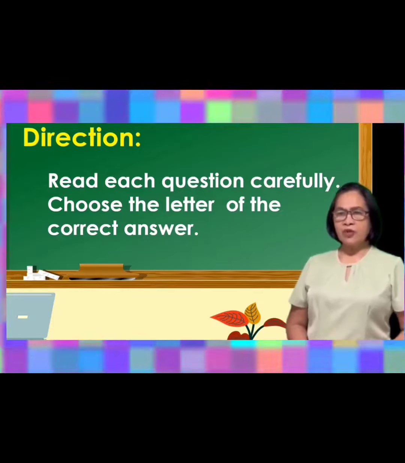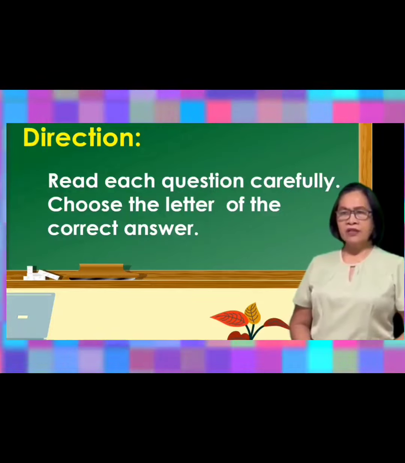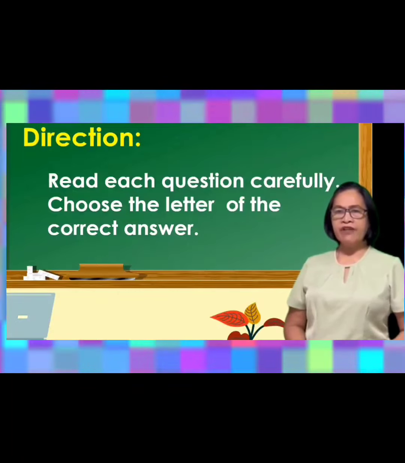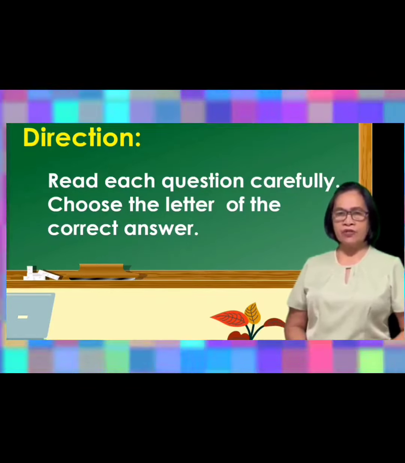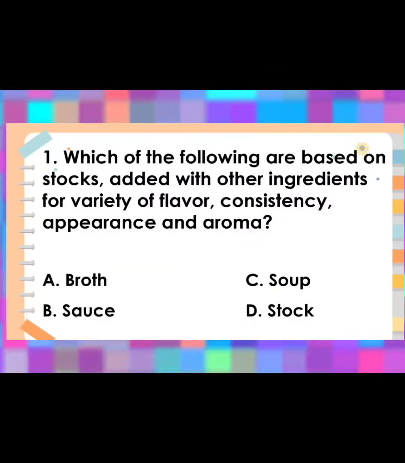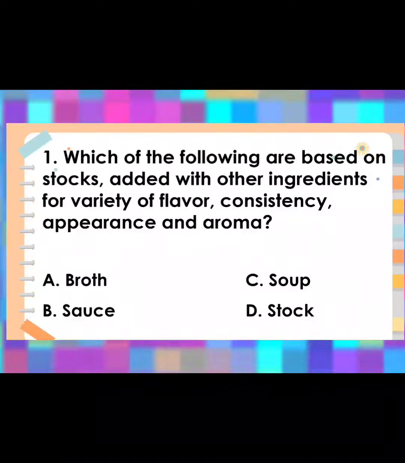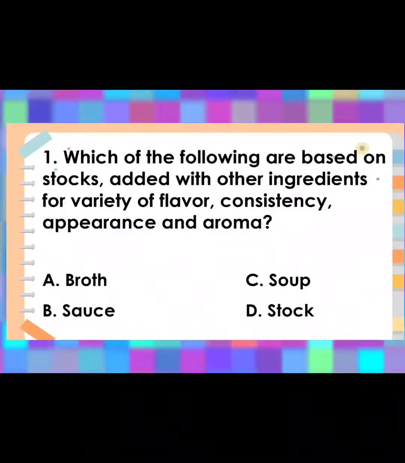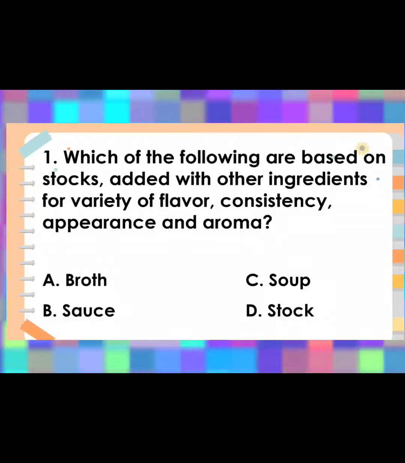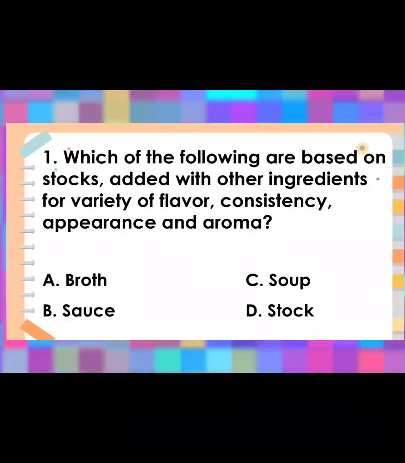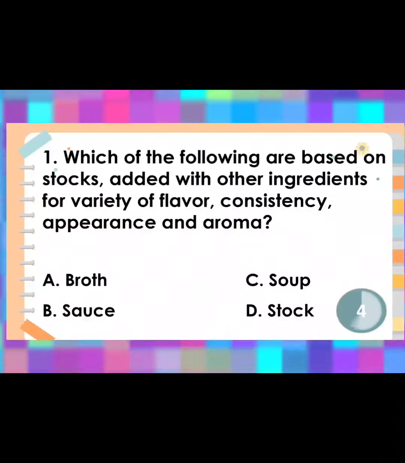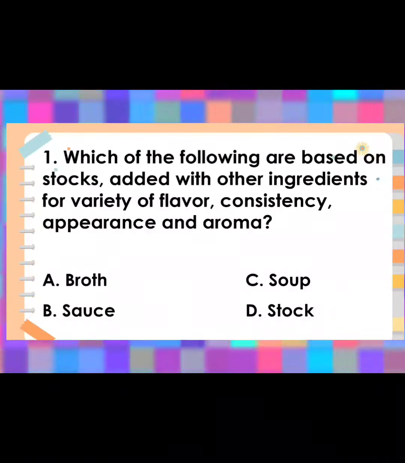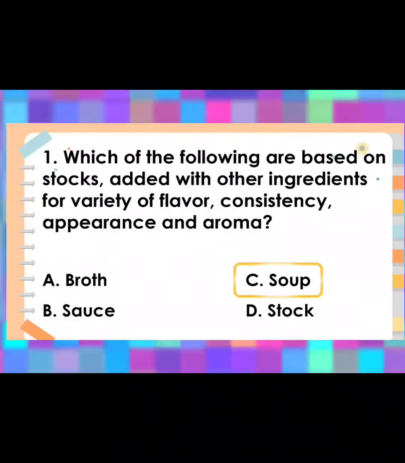Direction. Read each question carefully. Choose the letter of the correct answer. You are given 5 seconds to answer each question. Number 1. Which of the following are based on stocks added with other ingredients for variety of flavor, consistency, appearance, and aroma? A. Broth, B. Sauce, C. Soup, and D. Stock. Very good. The answer is letter C.